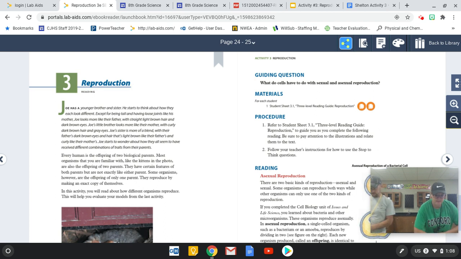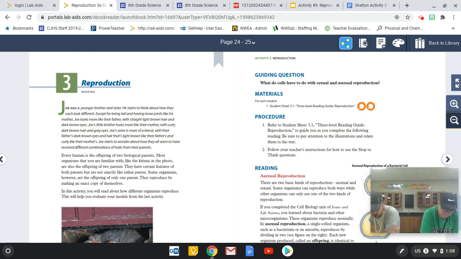Joe has a younger brother and sister. He starts to think about how they each look different. Except for being tall and having loose joints like his mother, Joe looks more like their father, with straight light brown hair and dark brown eyes. Joe's little brother looks more like their mother, with curly dark brown hair and gray eyes. Joe's sister is more of a blend, with their father's dark brown eyes and hair that's light brown like their father's and curly like their mother's. Joe starts to wonder about how they all seem to have received different combinations of traits from their parents.